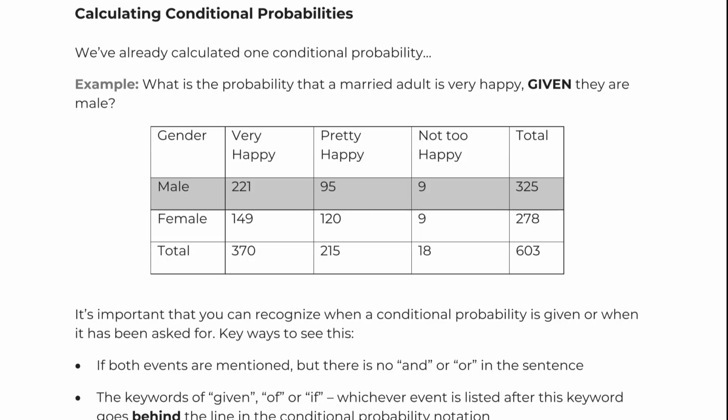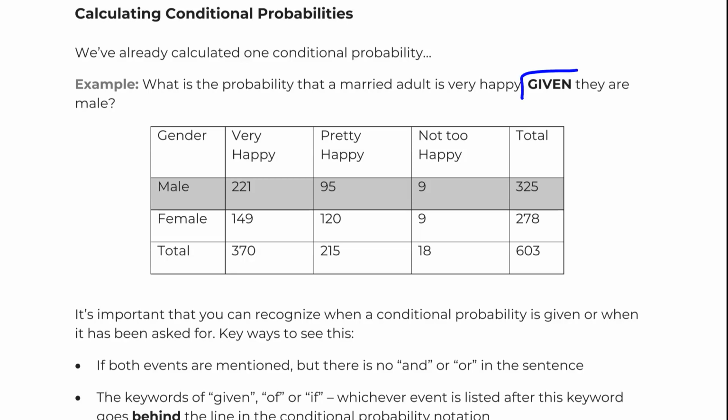So we've already covered the heck out of calculating conditional probabilities. We've done this on worksheets. We've done this in the lecture notes multiple times. But here's just some formal stuff to go along with that. Ways to know that you're dealing with a conditional probability.